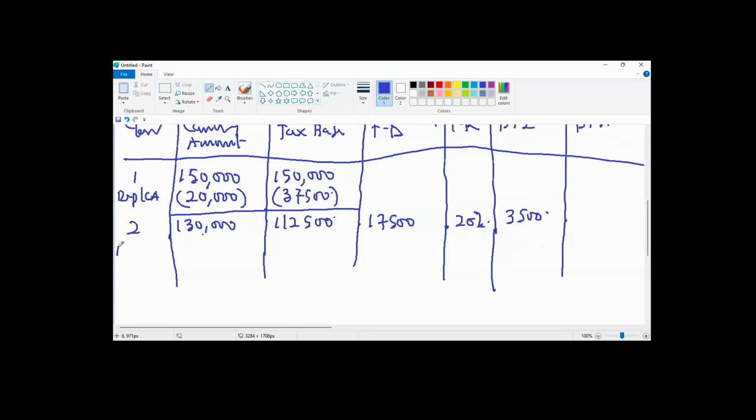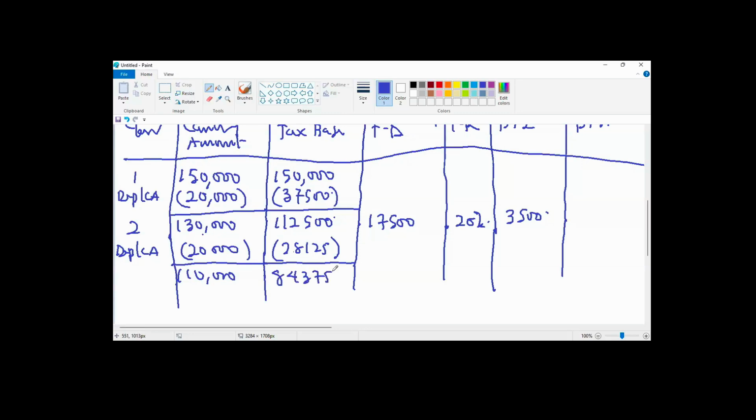We are with depreciation and capital allowance. Depreciation is 20,000. So what is the capital allowance in year 2? 28,125. So this will give me 110. Why will this give me what? 112,500 minus 28,125 is 84,375.